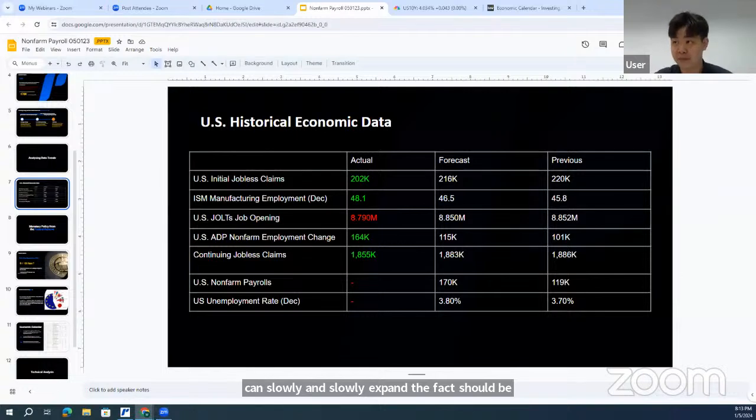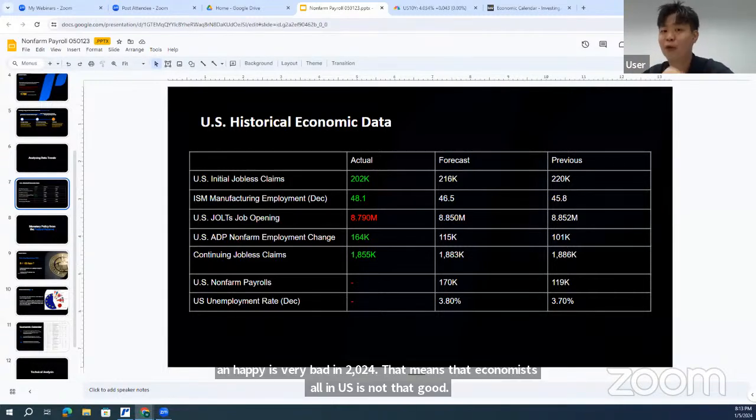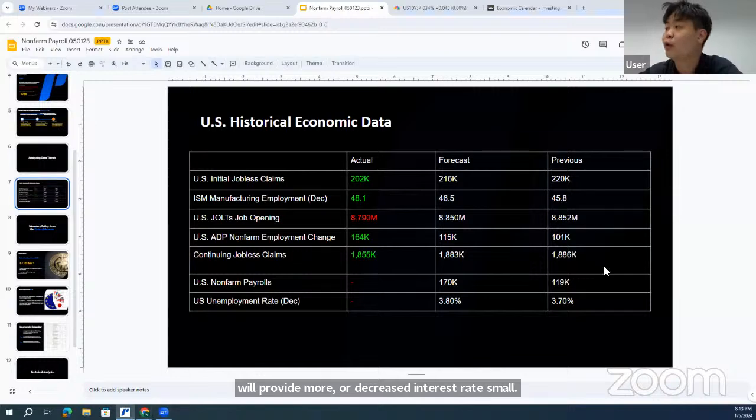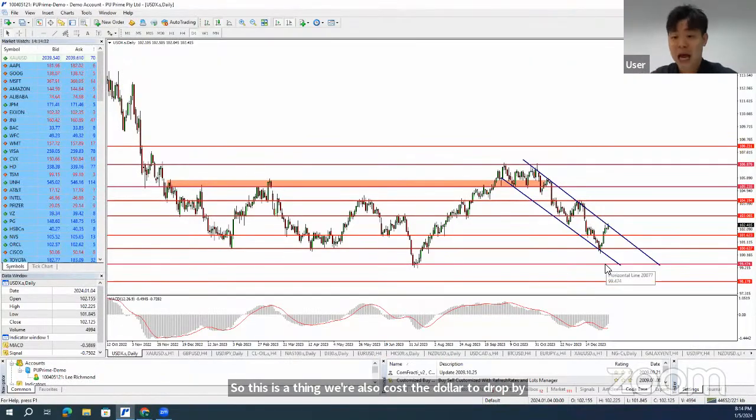If the NFP is very bad in 2024, then it means that the economic outlook in the US is not that good. Inflation will slow down or ease, and then the Fed will provide a more dovish tone or decrease the interest rates more. This will also cause the dollar to drop further. So remember, NFP is just the start of 2024.